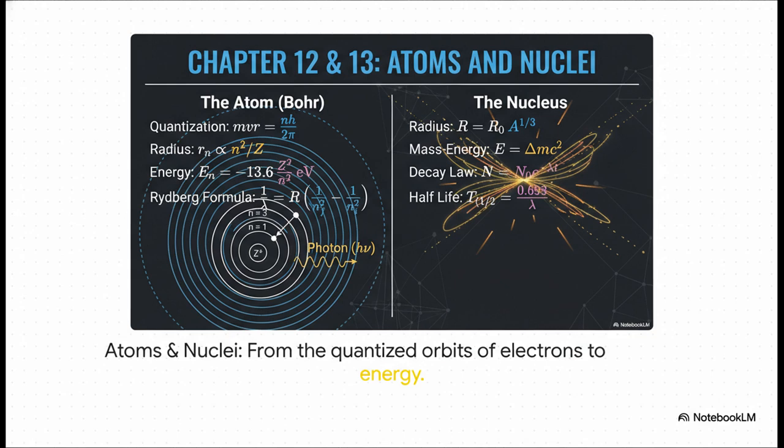This basically means an electron's angular momentum can only take certain fixed values, which in turn fixes its orbits and energy levels. And when we go inside the nucleus, we use Einstein's most famous equation, E equals delta m c squared. This tells us that the mass defect, delta m, gets converted into binding energy, E. And this is the very source of nuclear energy.